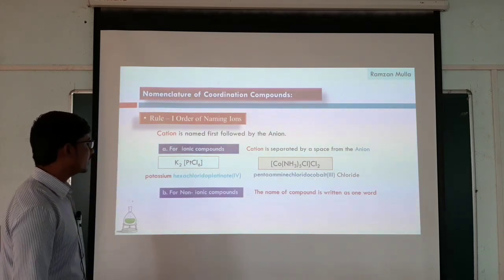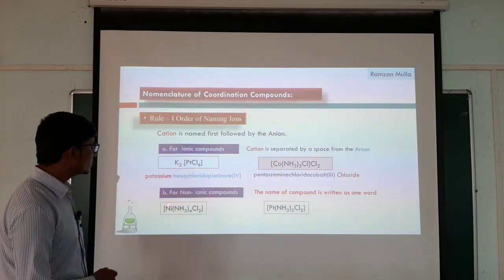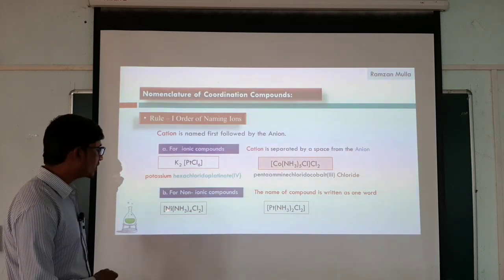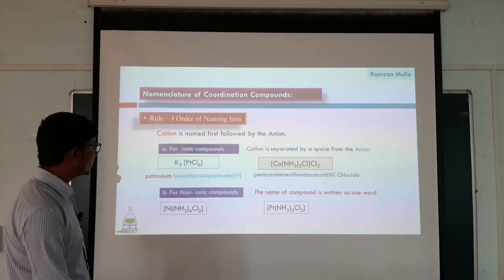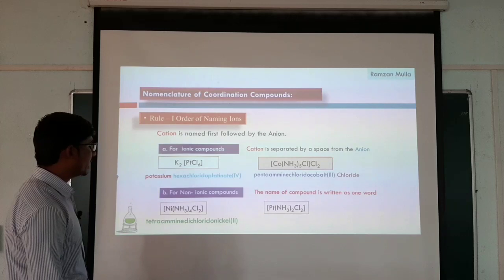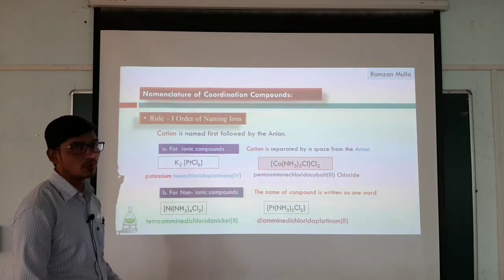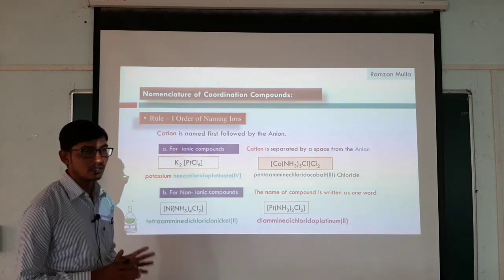When it comes to the non-ionic compounds, here we have two examples. These two complexes do not have any kind of charge on them. So whenever we write the name of such compounds, we just write it as one word. So here we have the name tetraamminedichloridonickel and in this case diamminedichloridoplatinum. This is all about the order of naming the ions.